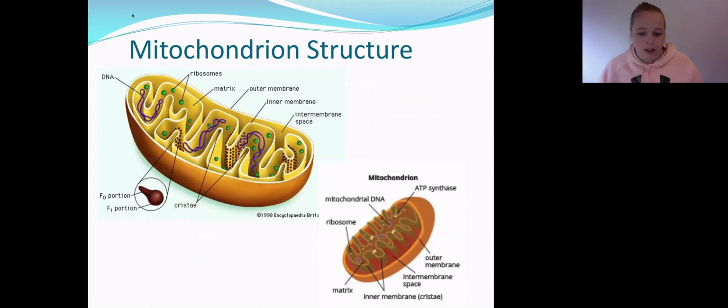Here are two more pictures. I've given you another one here that's a bit bigger and shows things really easily. You can see here is the mitochondrial DNA. You can see there's lots of ribosomes still. The matrix is inside that inner membrane. Here is your inner membrane. Here is your outer membrane. Your inner membrane is still called the cristae.